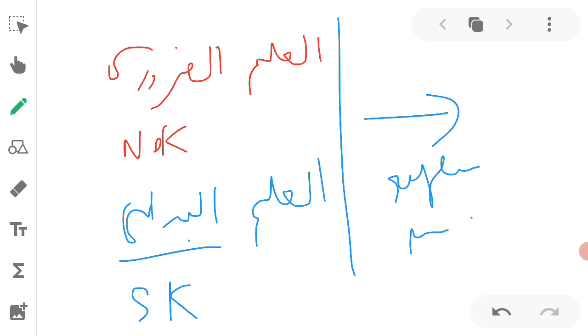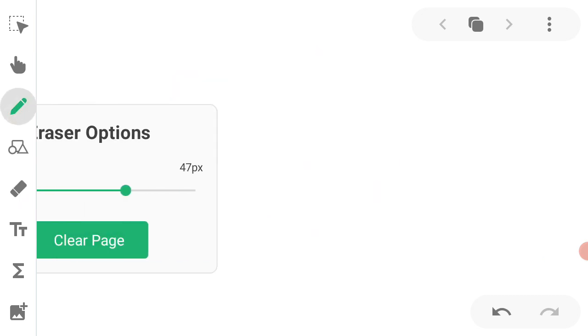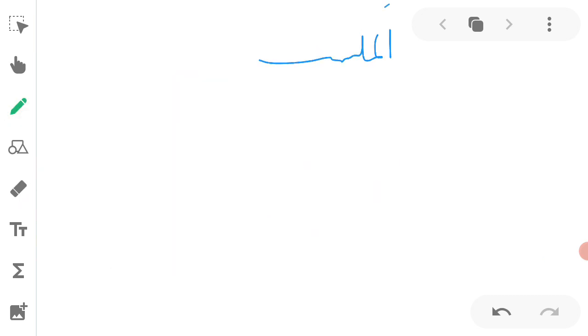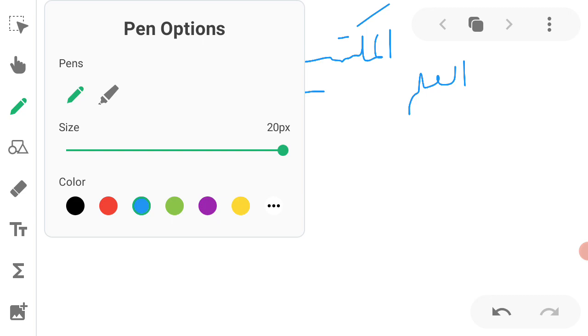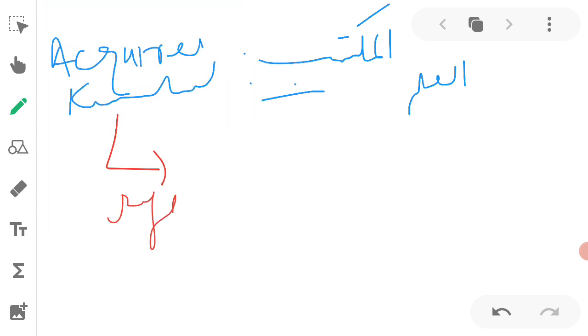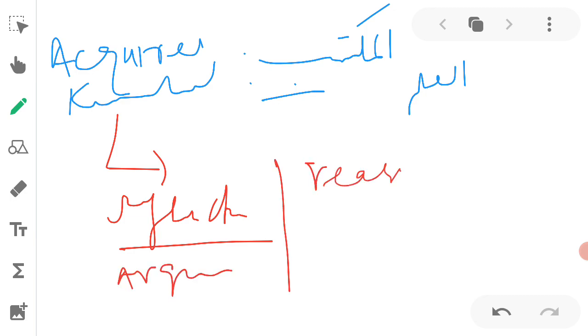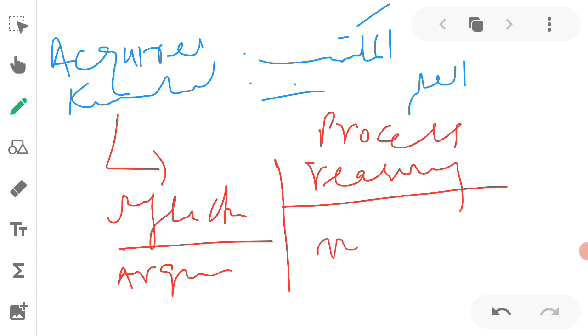Yes. Okay, so now we can move on to the second type, which is easy because it is just the opposite. Al-ilm al-muktasab, or acquired knowledge. Acquired knowledge is the knowledge which does require reflection, argumentation, reasoning, process of reasoning, not just reasoning, process of reasoning. It's a mediated knowledge. It's non-immediate knowledge.